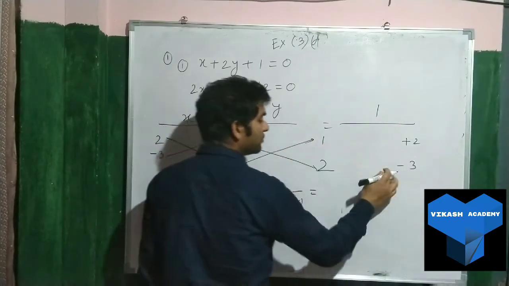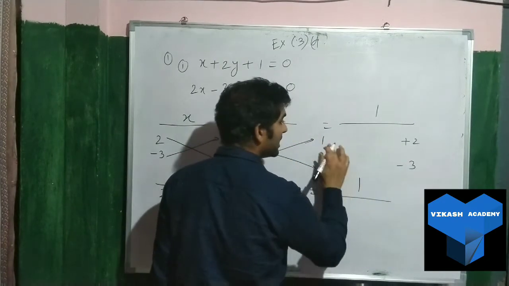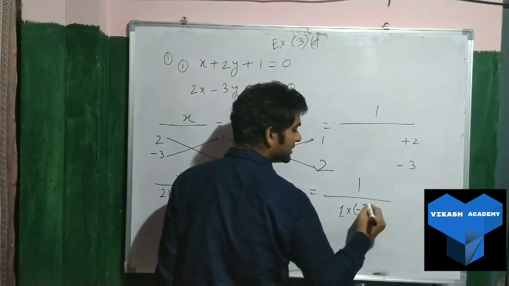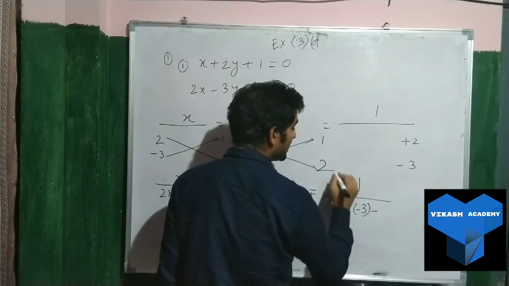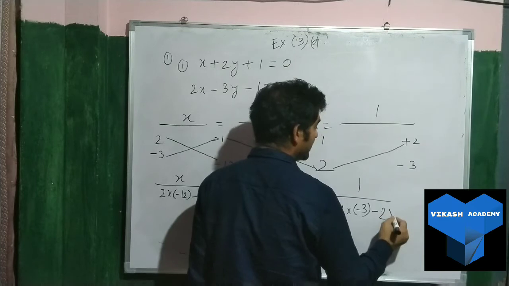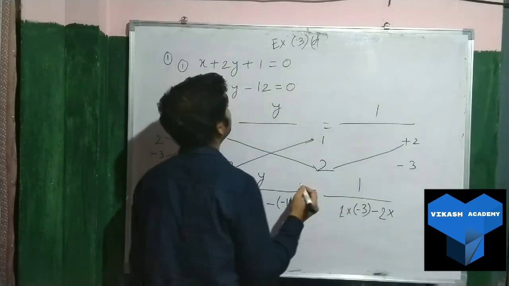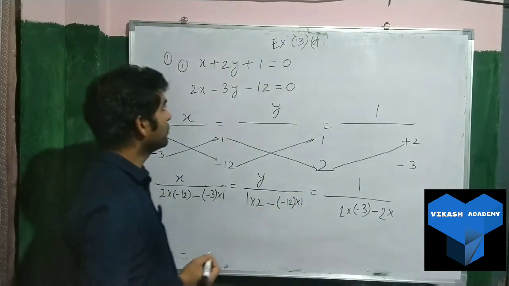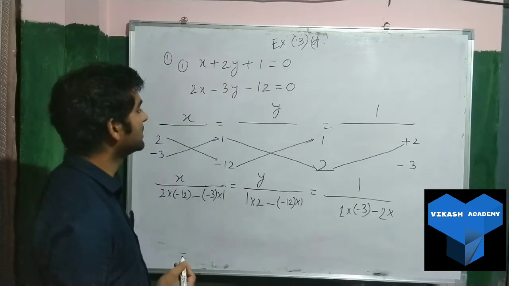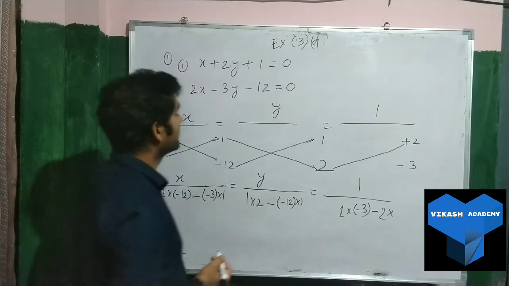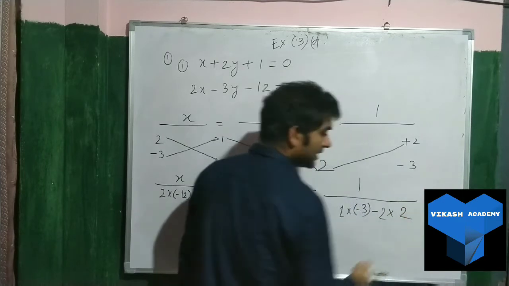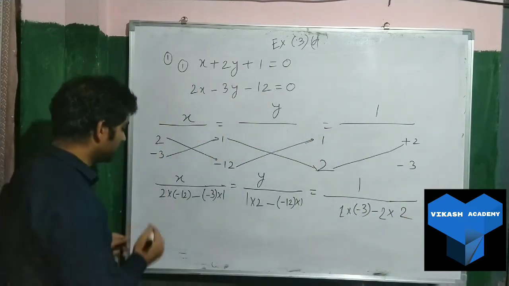Equal. Then it will be 1 into, here 1 will be 1, 1 into minus 3. You write 1 into bracket minus 3. Then the minus sign goes from down to upside, so minus 2 into 2, this 2 into 2. Clear till here? Now simplify this one.